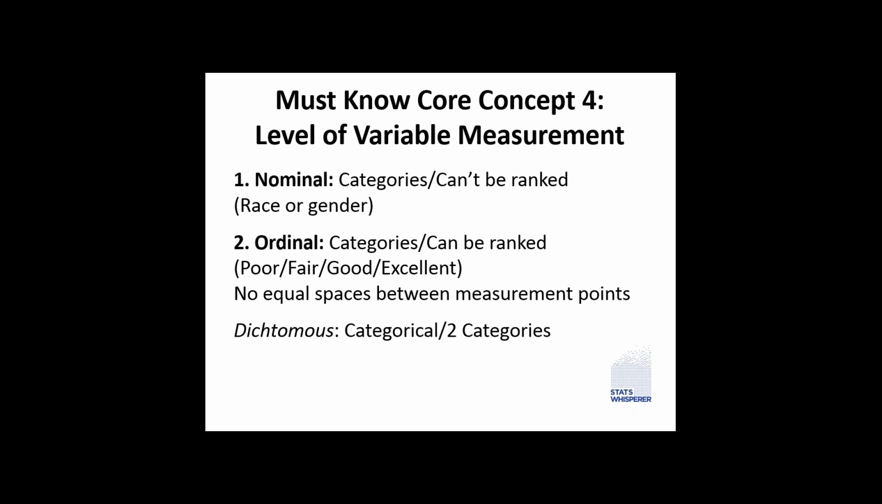And also we want to mention, because we're talking about categorical variables, the dichotomous variable. You'll hear that term a lot. It is a categorical variable with two categories. It could be ranked or unranked, male or female, yes or no, good or bad, anything like that, but it has two categories. It's called dichotomous.